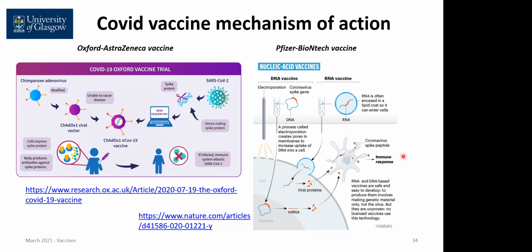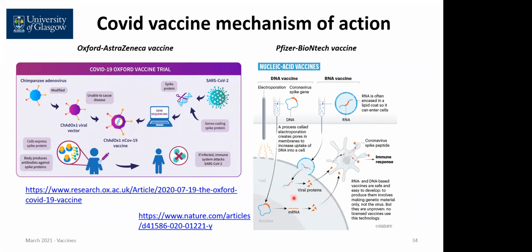On the right-hand side, the Pfizer vaccine uses genetic material of the COVID virus and specifically uses the RNA of the COVID virus. So the RNA specifically would be isolated from the virus itself within the laboratory. The RNA will be encased within a lipid coat, so this prevents it from degrading. This lipid coat will also help the RNA become inserted into the host cell.